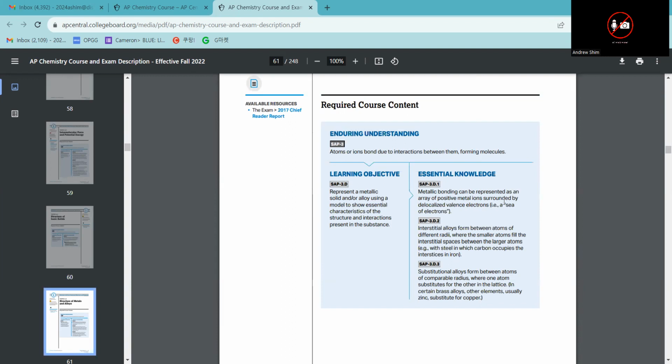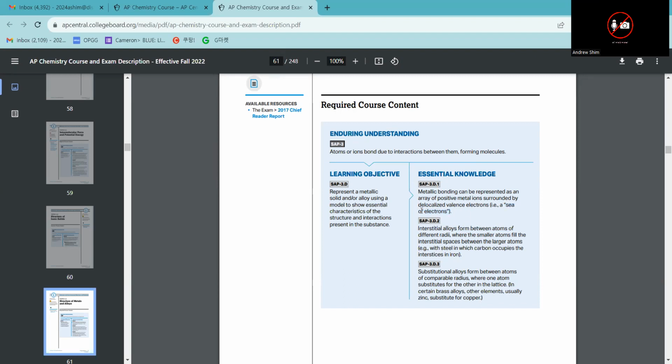This really important key term is sea of electrons, especially when you're doing an FRQ, because every time the FRQ asks you to describe a metallic solid, if you just write sea of electrons, then you would at least get a point for doing so.